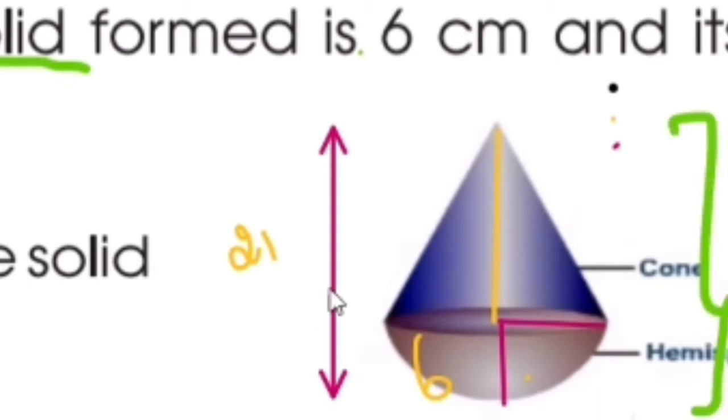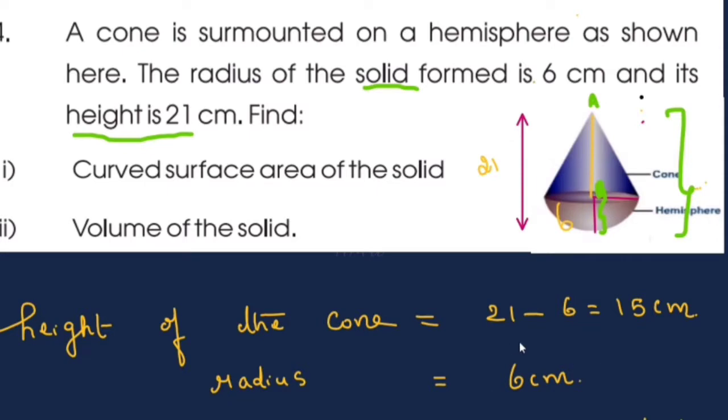So this is 21. Therefore the height of the cone will be 21 minus 6, since the radius is given as 6. That is equal to 15. So the height of the cone is 15. Now the radius of the solid formed is 6.